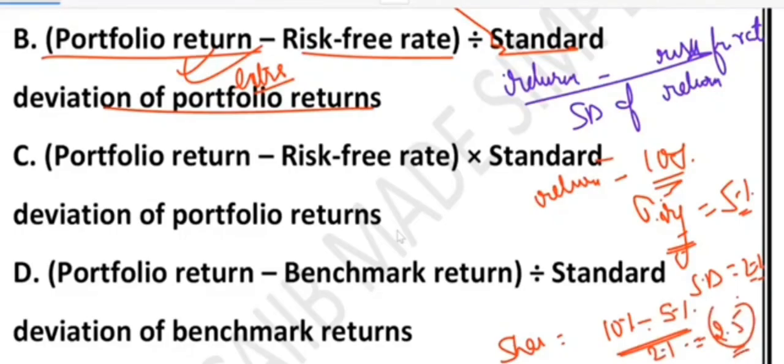So basically in the numerator we have return only, and in the denominator we have risk. So 2.5 units of return per unit of risk. So option B is the correct answer. What about option C? They have multiplied instead of dividing, so it is quite incorrect. Option D is also incorrect.